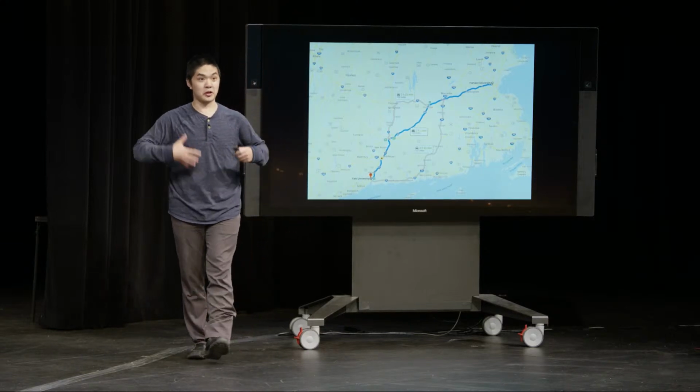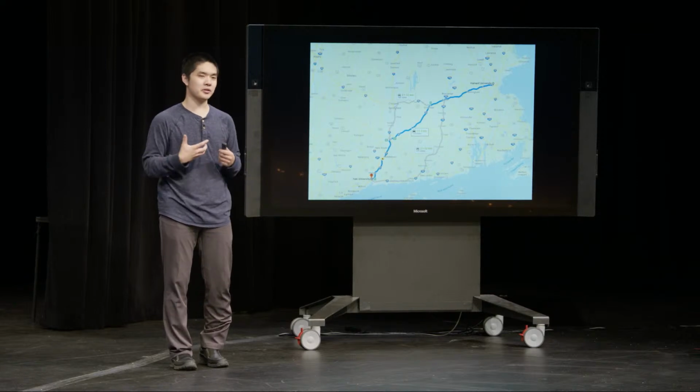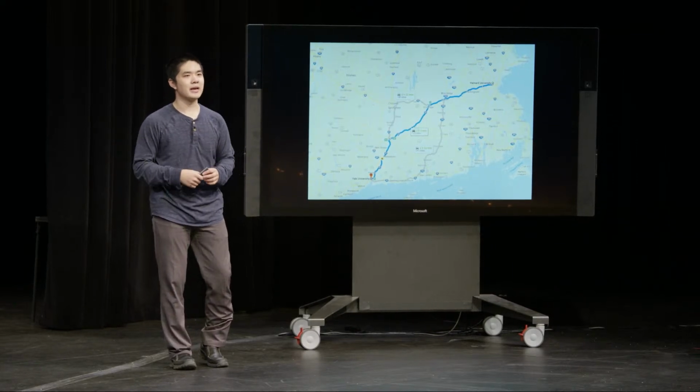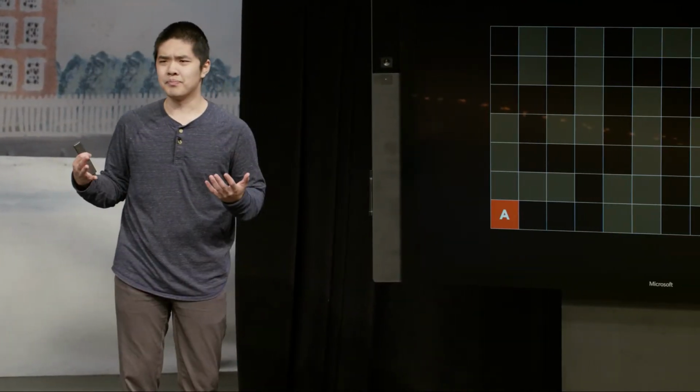This is an example of a search problem. Google Maps needs to somehow search through all of the possible routes you can take to figure out how to get you to the place that you're going. And so we could come up with an algorithm for trying to do that.